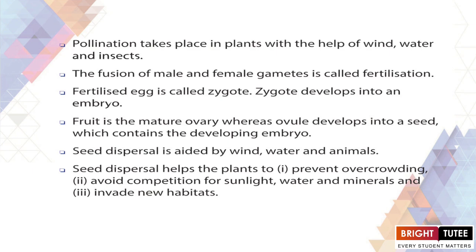Seed dispersal is aided by wind, water and animals. And then we understood what seed dispersal helps with. And then we learned how seed dispersal helps the plant. So, basically seed dispersal helps the plants to prevent overcrowding, over competition for sunlight, water and minerals and invade new habitats. Okay. So, with this we end this chapter and I hope that you have understood the chapter well.